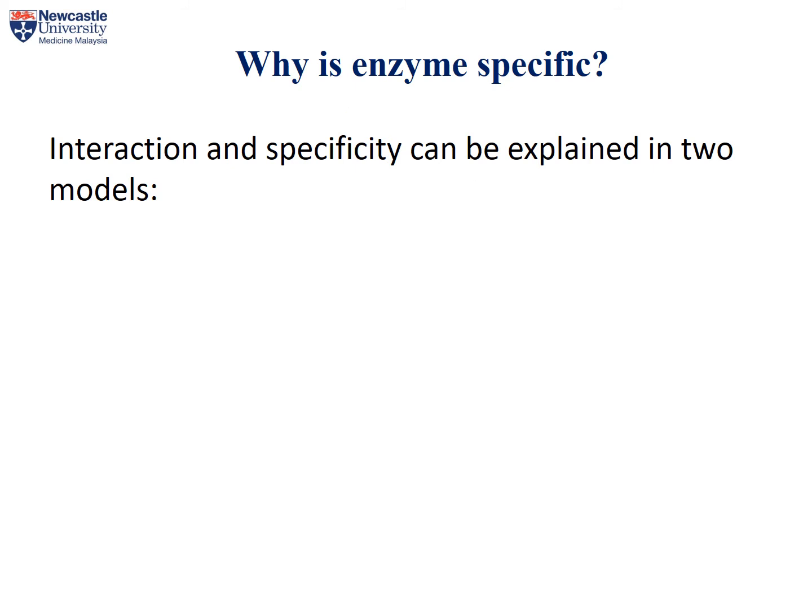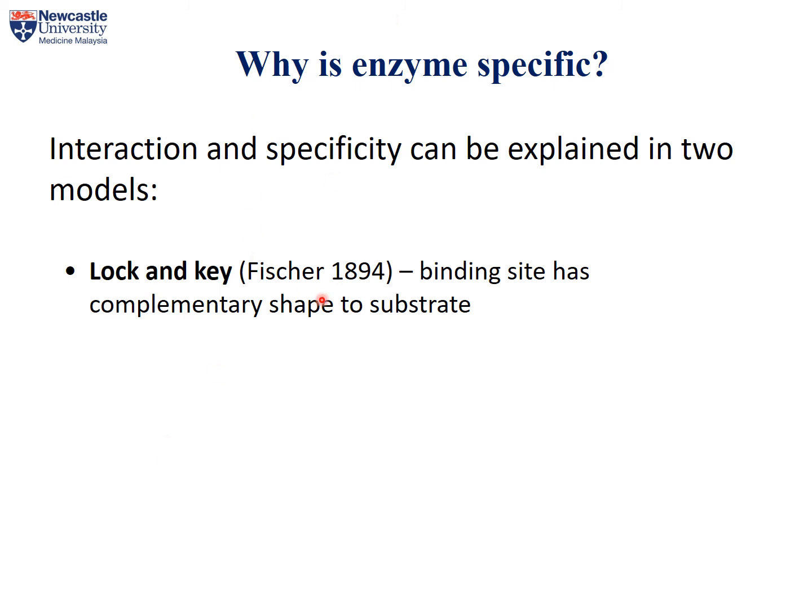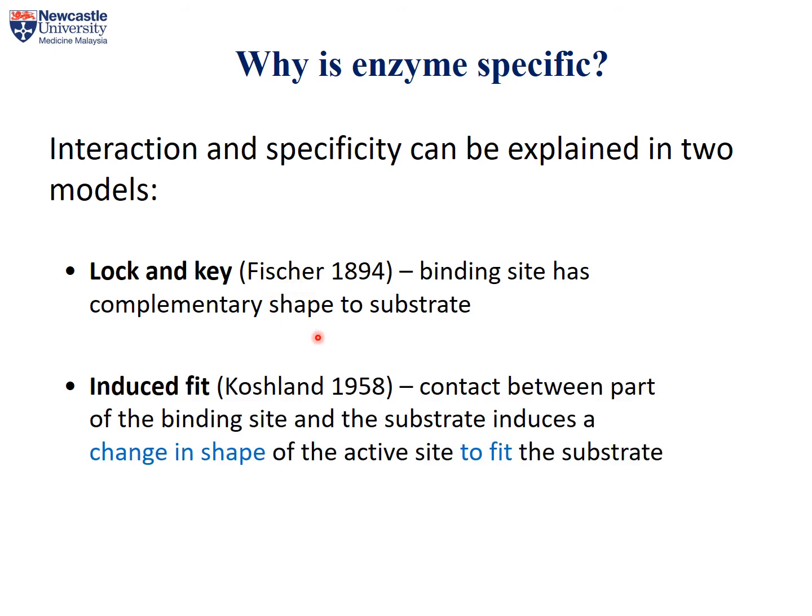The specificity of enzyme can be explained in two ways. The first one was proposed by Fischer in 1894, which is the lock and key model. So in this model, the binding site has an exact complementary shape to the substrate. Well, a second theory was proposed by Koshland in 1958, which is the induced fit model. So in this model, the active site is slightly flexible because the contact between part of the binding site and the substrate can induce a change in shape of the active site to fit the substrate.